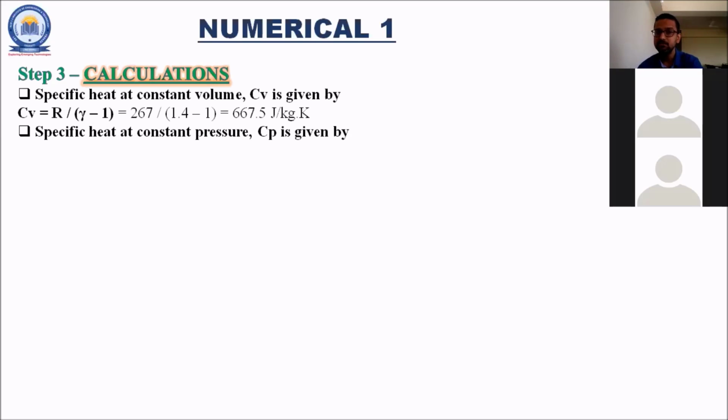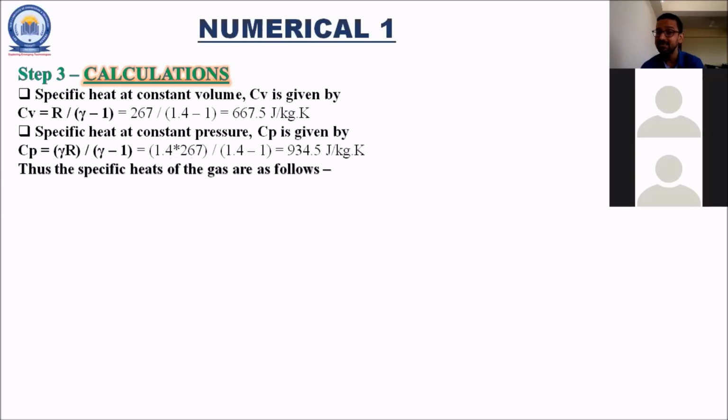Moving further, the specific heat at constant pressure, that is Cp, is given by Cp is equal to gamma R upon gamma minus 1. Also for calculating Cp, you can use Mayer's equation, that is Cp minus Cv is equal to capital R, or you can use Cp by Cv is equal to gamma. Any relation you use, you will be getting the same answer. So the answer of Cp we are getting is 934.5 joule per kg Kelvin.